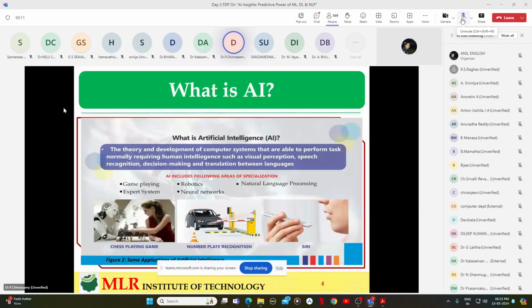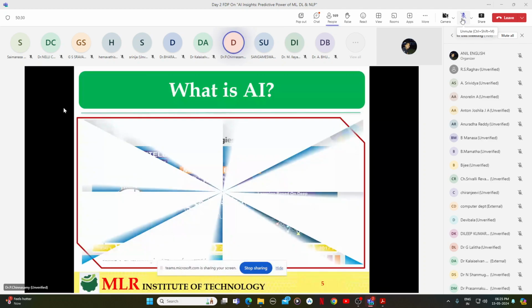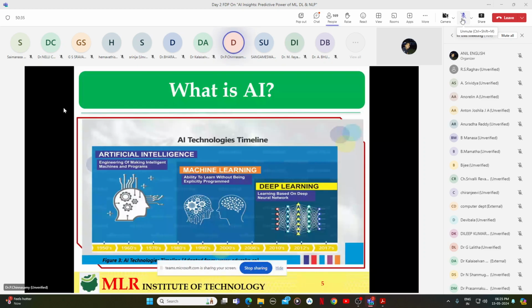And coming to the third diagram, we have Siri. So the Apple iPhone actually has this kind of feature. So these are the things we have in AI, artificial intelligence. Then coming to this same diagram, we explained it yesterday also, right? So AI will make our machine intelligent.